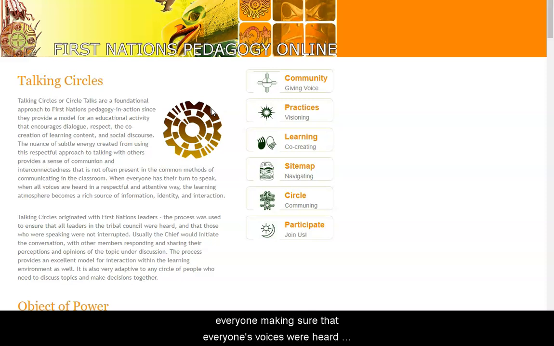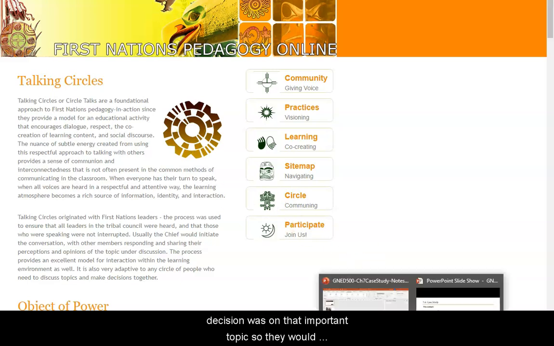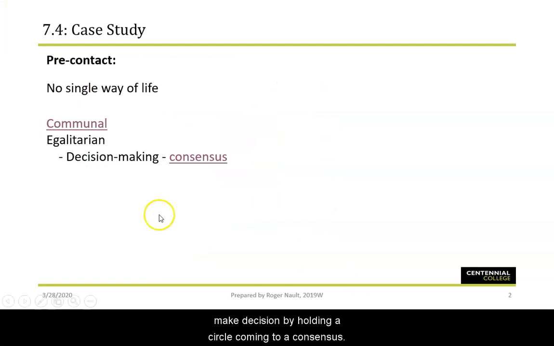Everyone making sure that everyone's voices were heard in a respectful and attentive way, such that as the people continued to speak, by the time the stick had come around to the start, it was already obvious what the group's decision was on that important topic. So they would make decisions by holding a circle, coming to a consensus.